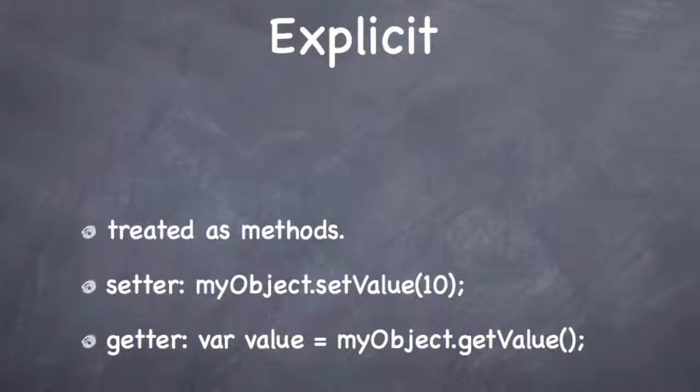Explicit getters and setters are treated as methods. You can see from my examples below how to set and get values from an object using explicit getters and setters. In some programming languages, explicit getters and setters are the only option available.